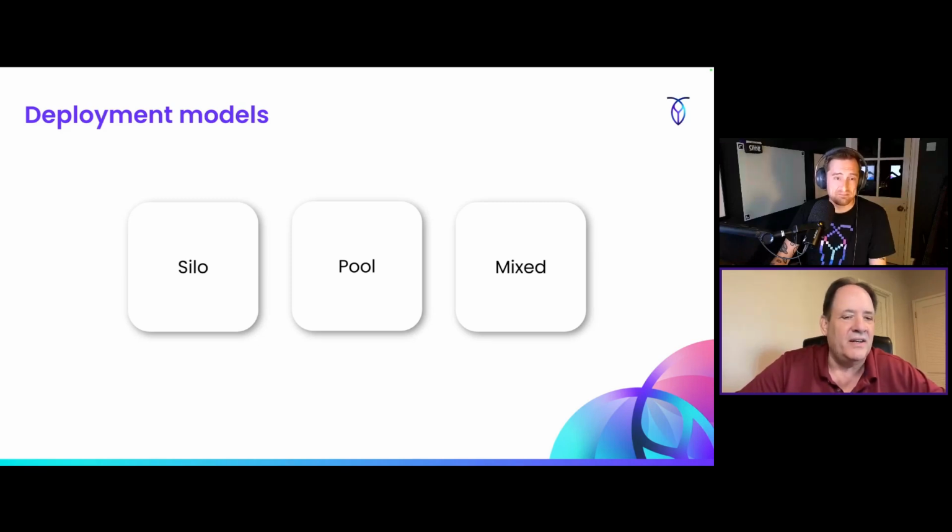And mixed was here, and I've called it bridge over the years. I've called it lots of different things. I clearly haven't settled on a term here, but the idea is not everything's exclusively silo. Not everything's exclusively pool. My infrastructure could be a mix of some things. Compute could be pooled, but storage could be siloed, and so on.